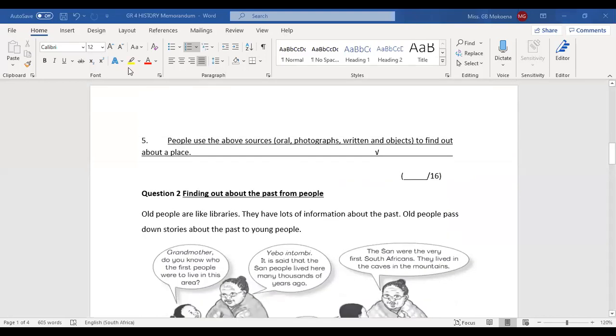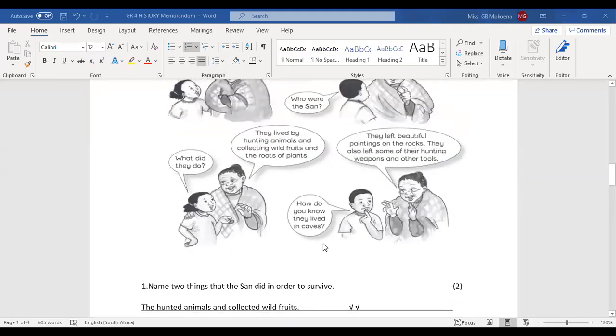Onati, you have a question? I said people can find a place with symbols. With symbols as well. Nice, that's correct. That's good. Okay, so you guys scored yourself 16 marks.